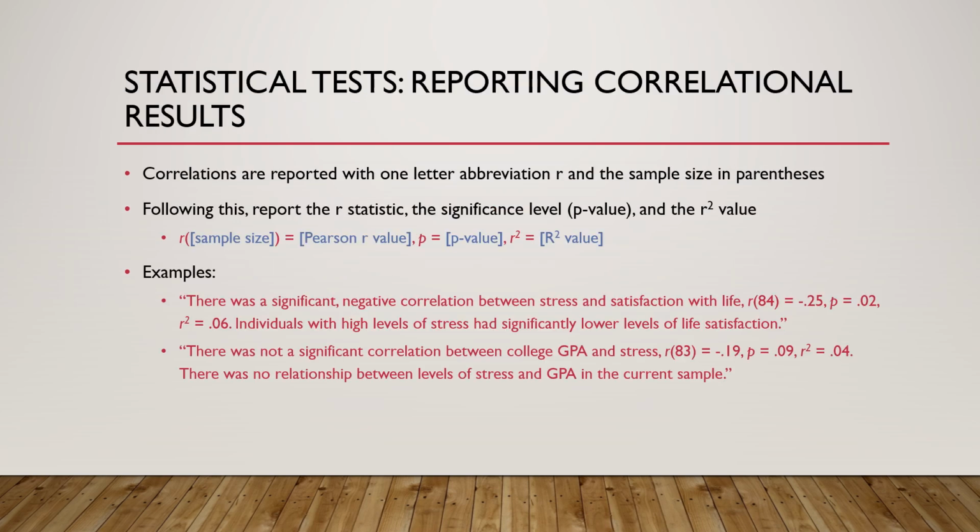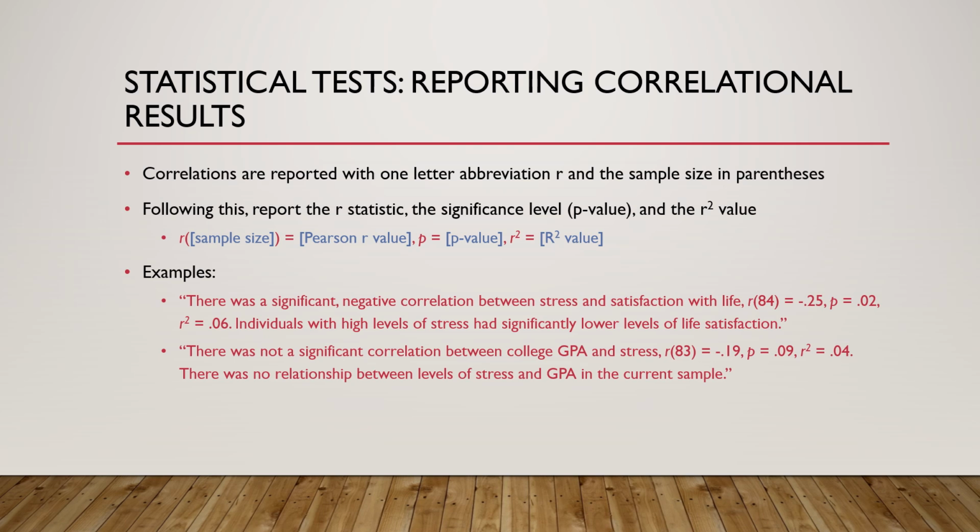A reminder for how to report correlational results, which is from two labs ago: you put it with the letter abbreviation r and then the sample size in parentheses, followed by the Pearson r value, which you compute, then the p-value, and SPSS will give you a p-value for you to report. Then you have the r squared. You'll hopefully remember that the r squared is pretty easy to compute, but you have to do it by hand. It is simply taking that Pearson r value and squaring it, or multiplying it by itself. And so I do that by hand and put it in there.